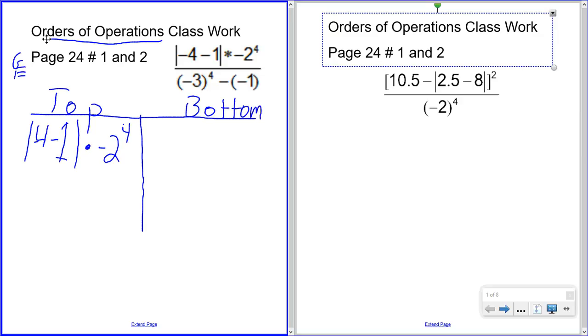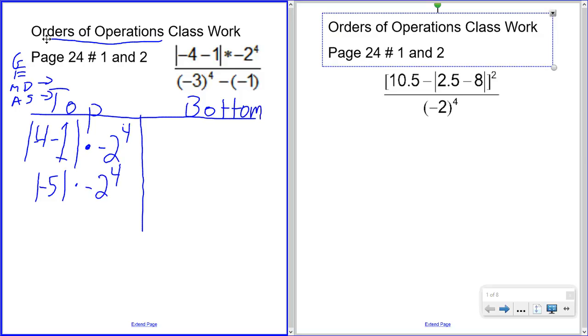So I'm going to write down GEMDAS right here. G-E, M-D-A-S. And I say that to myself every time. What I'm saying is groupings, exponents, multiplication, division, whichever comes first from left to right, addition and subtraction, whichever comes first from left to right. So the first thing I'm going to do is grouping. Now I go inside the grouping, that's -4 minus 1. That's going to leave me with -5. My handwriting will get better as I go along. All right, I write down everything else.